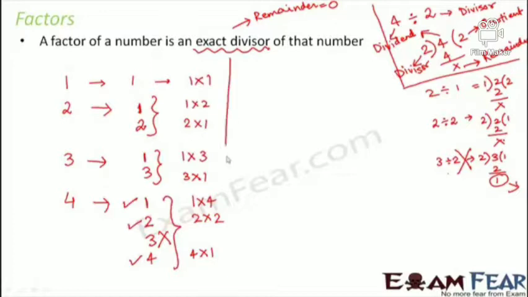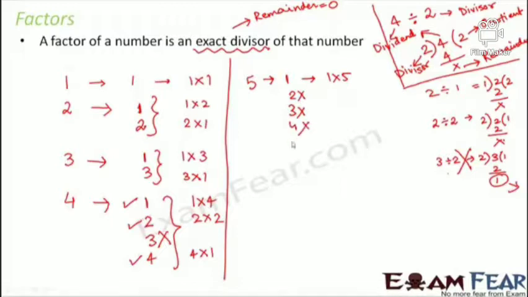Let's talk about 5. So in case of 5, 1 is a factor because it can be written as 1 into 5. Is 2 a factor? No. 3? No. 4? No. What about 5? Yes, 5 into 1 is equal to 5. So 5 is also a factor. Let's look at 6. In case of 6, 1 is a factor because 1 into 6 is equal to 6. 2 is also a factor because 2 into 3 is equal to 6.